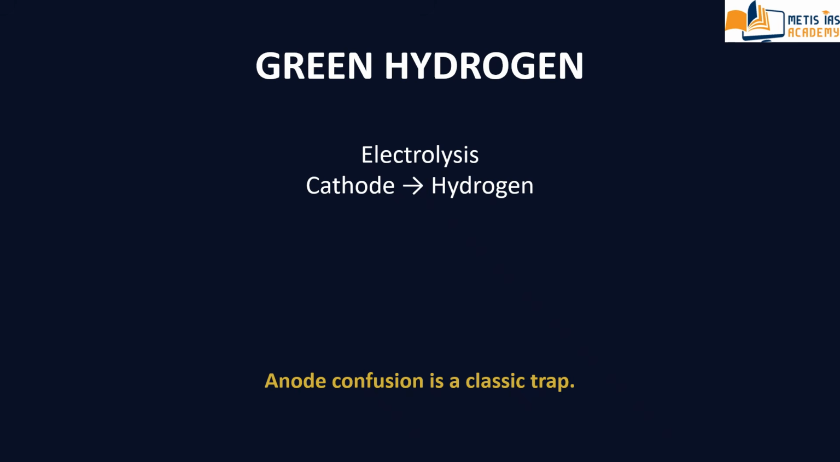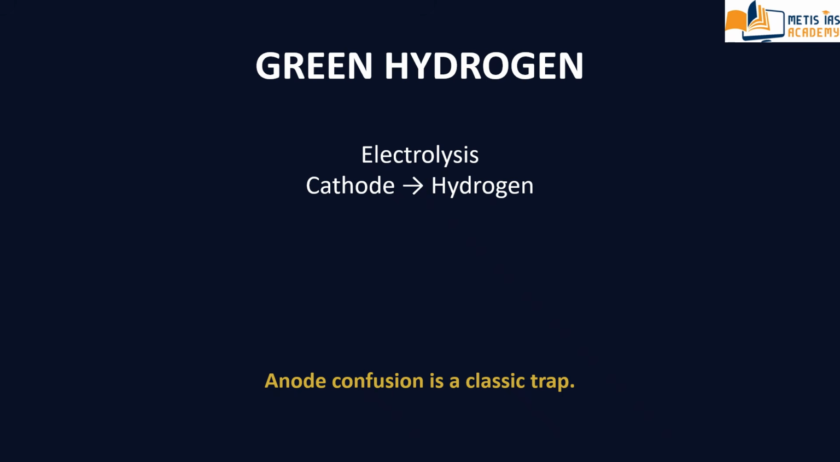Now understand the process. In electrolysis, electrical energy is used to split water into hydrogen and oxygen. This is where electrode logic becomes very important. At the cathode, reduction occurs and hydrogen is produced. At the anode, oxidation occurs and oxygen is produced. Now, this may look like a tiny detail, but tiny details are exactly where UPSC builds traps.